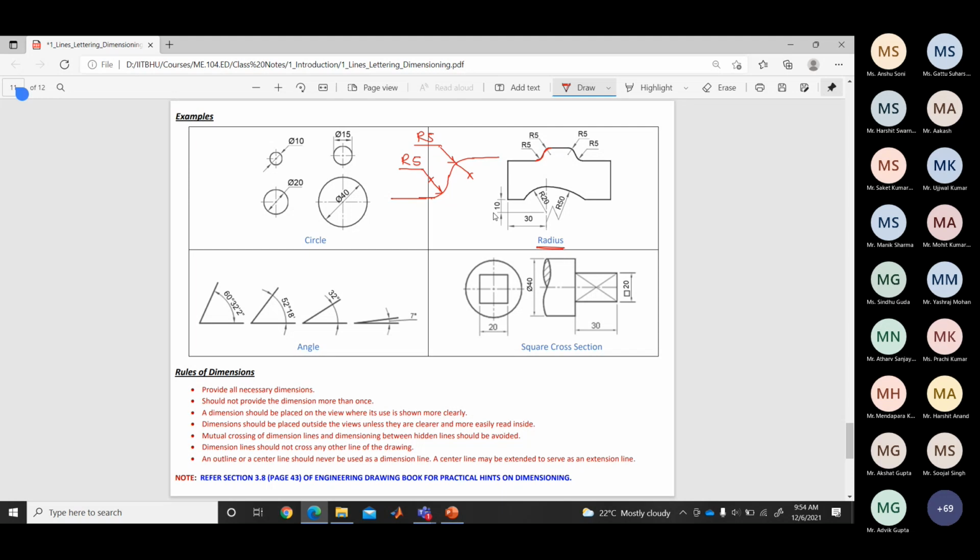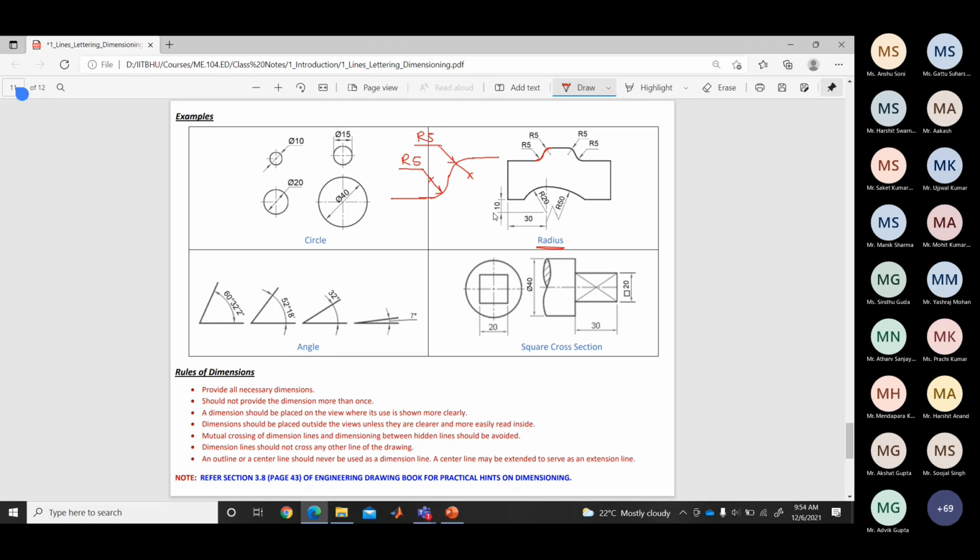For a very small angle, for example, this 7 degree, let's see how it is represented. Alright. So it is like this. Alright. So here we just extend these lines. We keep the arrows here. Alright. And here we put the 7 degree. Alright. So this is it. These are all accepted dimensioning methods.